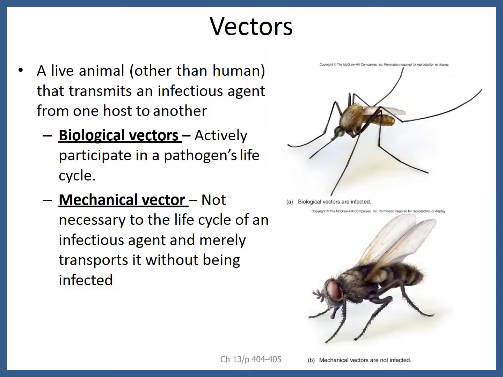Now, it's not necessary to the life cycle, so the fly itself doesn't become infected with salmonella, but it can transport it, and it can help spread things as well. So it's important to consider both biological and mechanical vectors. As I said, you have a lot of cases where you can have insects that can be the source of spreading of viruses in particular, but parasites as well, and as we saw in the example of the mechanical vector, you can also have bacteria spread that way.